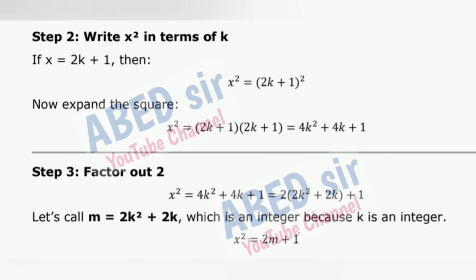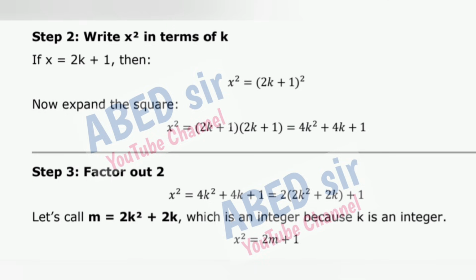Step 2: write x² in terms of k. If x = 2k+1, then x² = (2k+1)². Now expand the square: x² = (2k+1)(2k+1) = 4k²+4k+1. Step 3: factor out 2. x² = 4k²+4k+1 = 2(2k²+2k)+1.